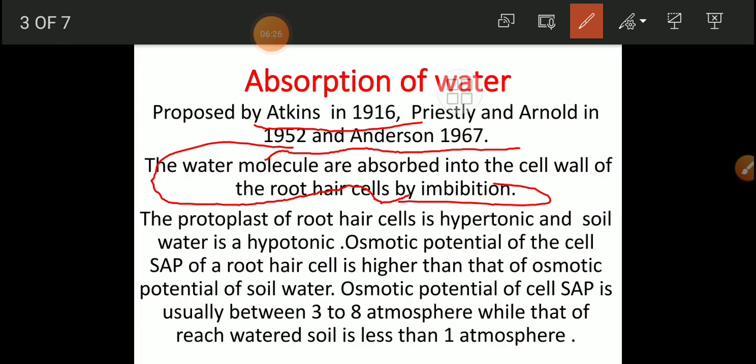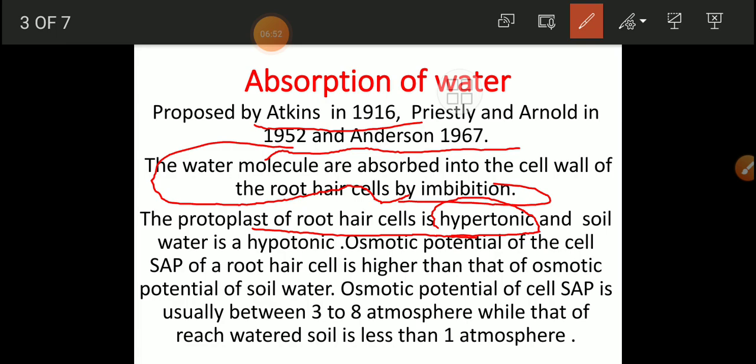We know that the cell wall is the dead part, the lignin deposited part. Am I right? So, by the imbibition process, water reaches up to the cell wall. The protoplast of the root hair cells is hypertonic. In the last lecture, we got an idea of how things happen, isn't it?